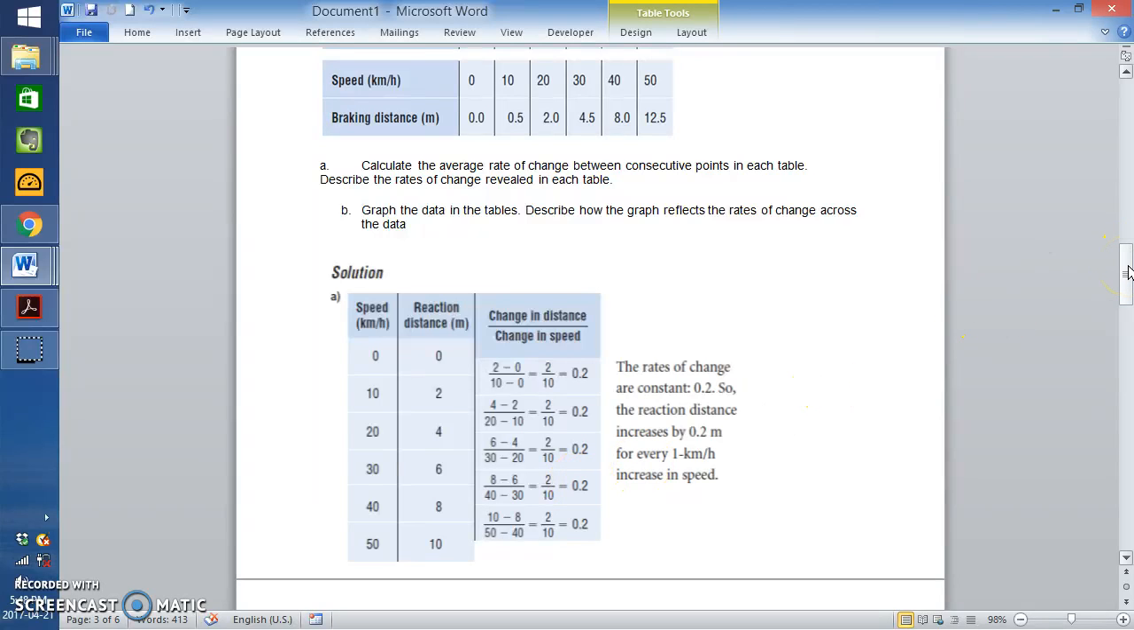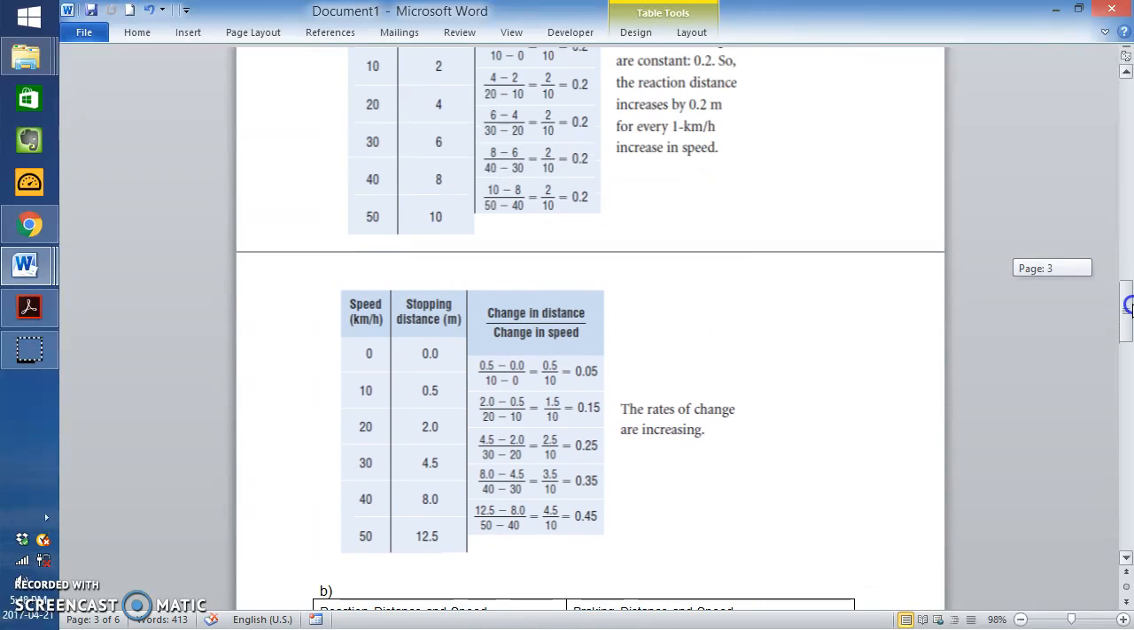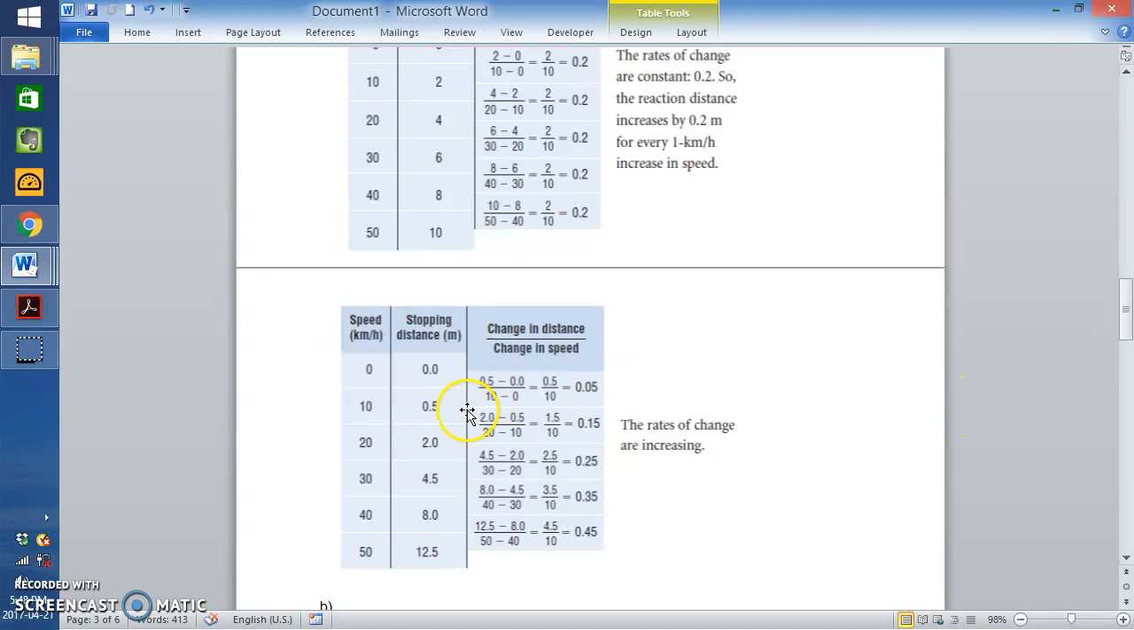On the second table, when we compare the braking distance with respect to the speed at a given time, we see that we approach it the same way. Of course, we do the differences between the two consecutive points, figure out what is the rate of change for each consecutive points, and as you see, we notice here that the rate of change is different for each consecutive points. Okay, the rate of change on its own is increasing, 0.05 in the first set, 0.15 on the second, and so on.